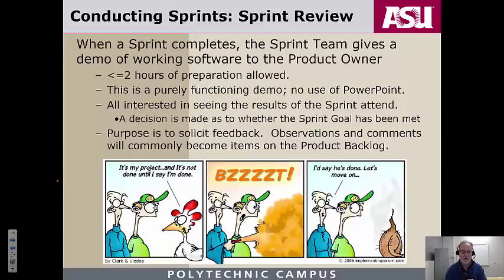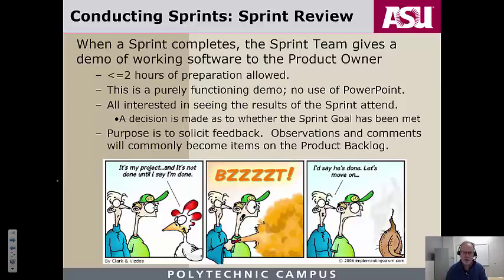It's not something that is intended for you to do some huge amount of preparation, and it's not a formal presentation either. It's not a PowerPoint presentation. It's a functioning demo, so you shouldn't require a lot of prep to do it.